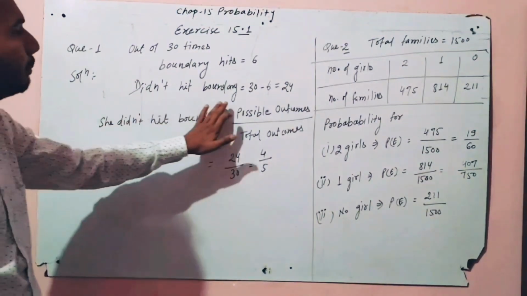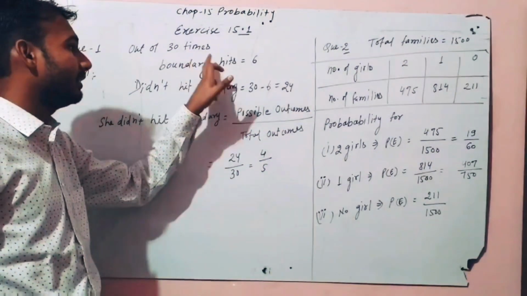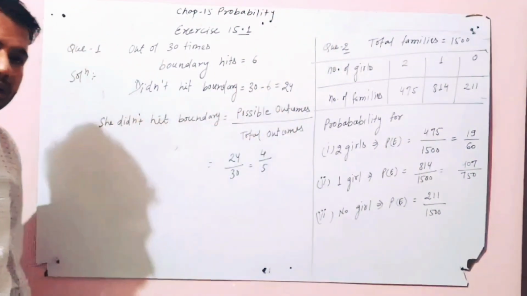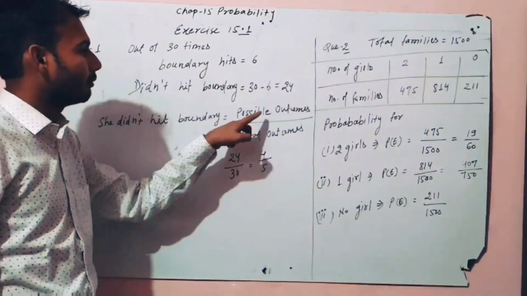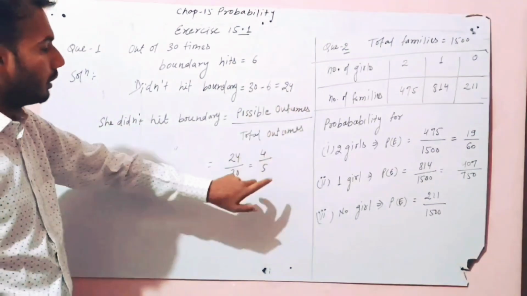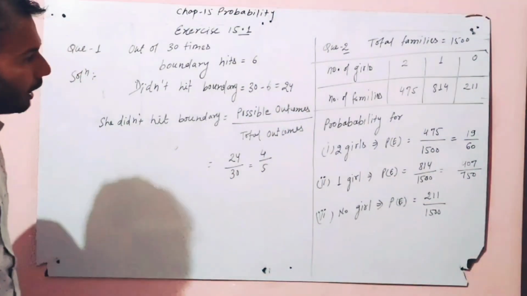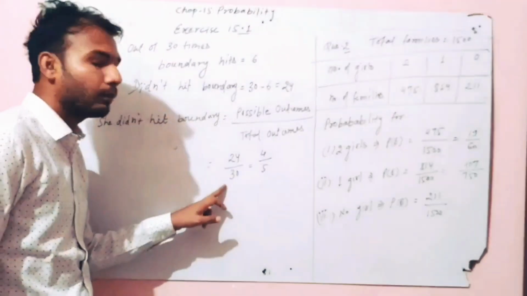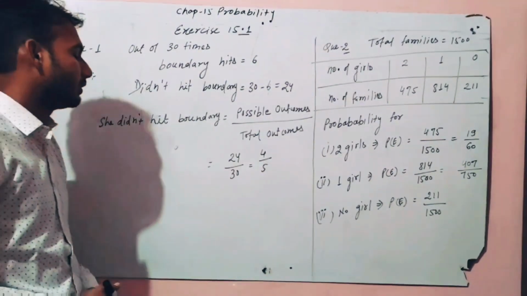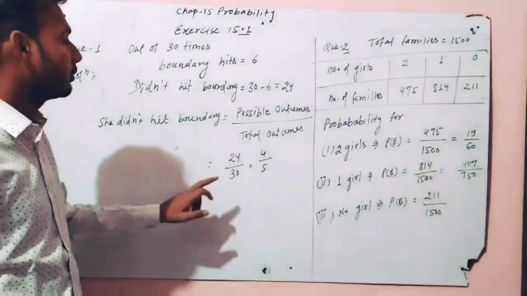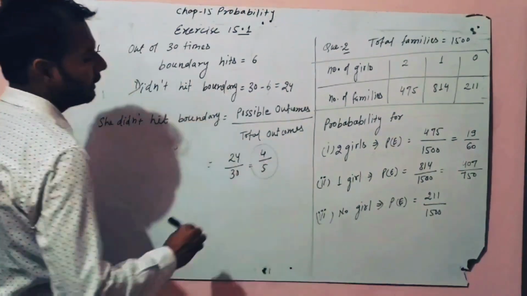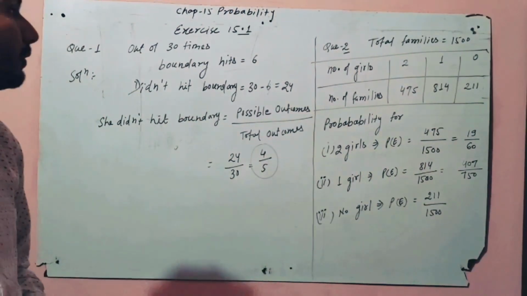So solution: didn't hit boundary. She played a total of 30 balls and 6 times she hit a boundary, so she didn't hit 24 times. Possible outcomes upon total outcomes. Possible outcomes are 24 and total outcomes are 30. So 24 upon 30. Both are divisible by 6. 6 4s are 24 and 6 5s are 30. So 4 upon 5. So the probability that she didn't hit the boundary is 4 upon 5.